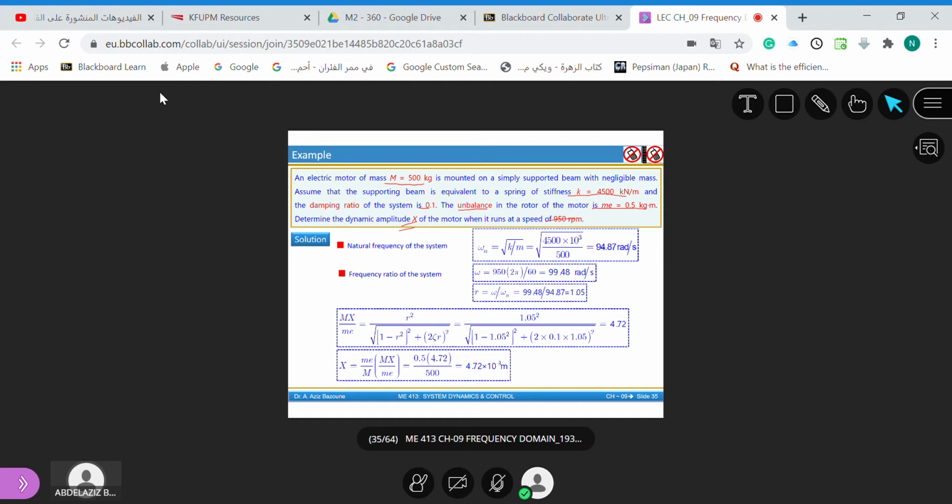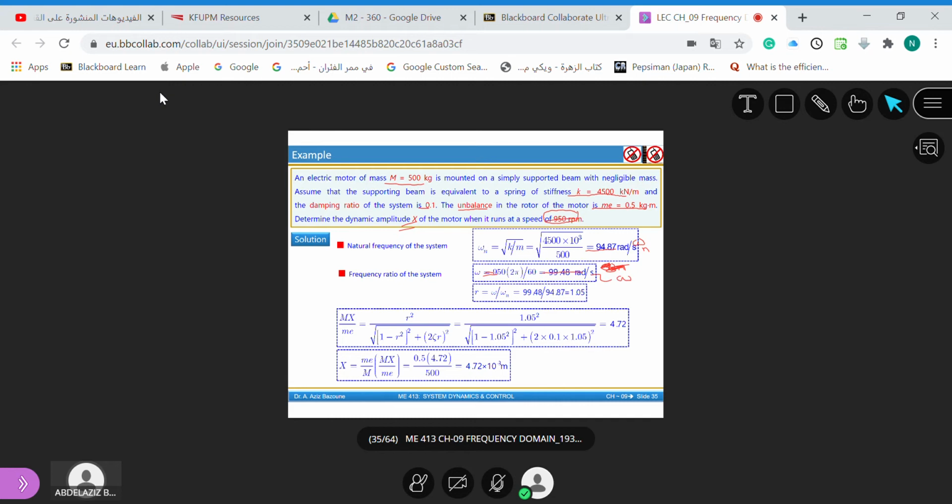We calculate the natural frequency omega n as the square root of k over m, or 4,500 times 10 to the power 3 divided by 500. This will give you 94.87 radians per second. This is the natural frequency, omega n. Now we need to calculate the running frequency, or the forced frequency. The forced frequency is given as 950 RPM, so we multiply it by 2 pi and divide by 60 to find omega in radians per second. So this is omega, not omega n, the forced frequency.